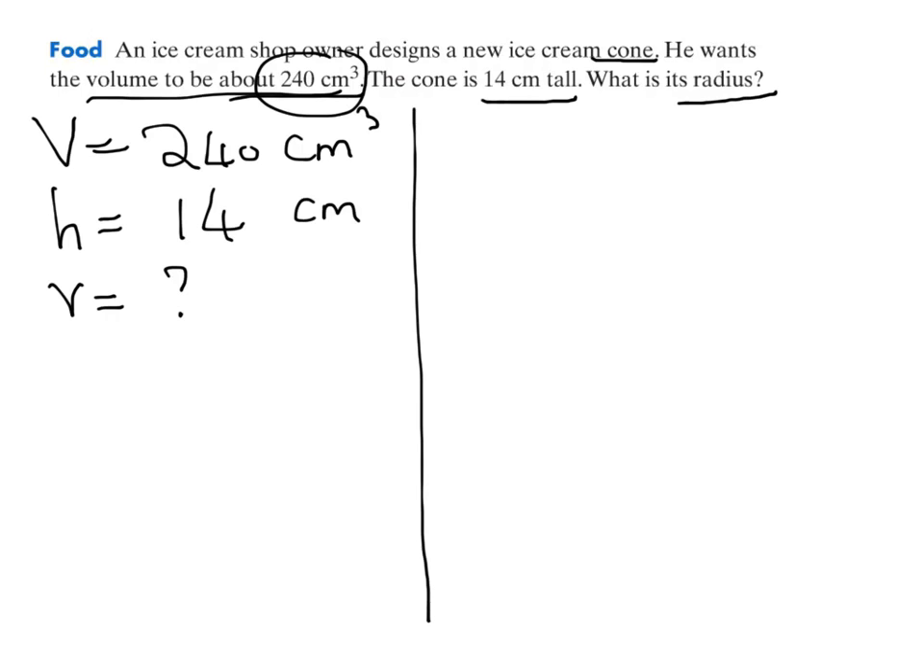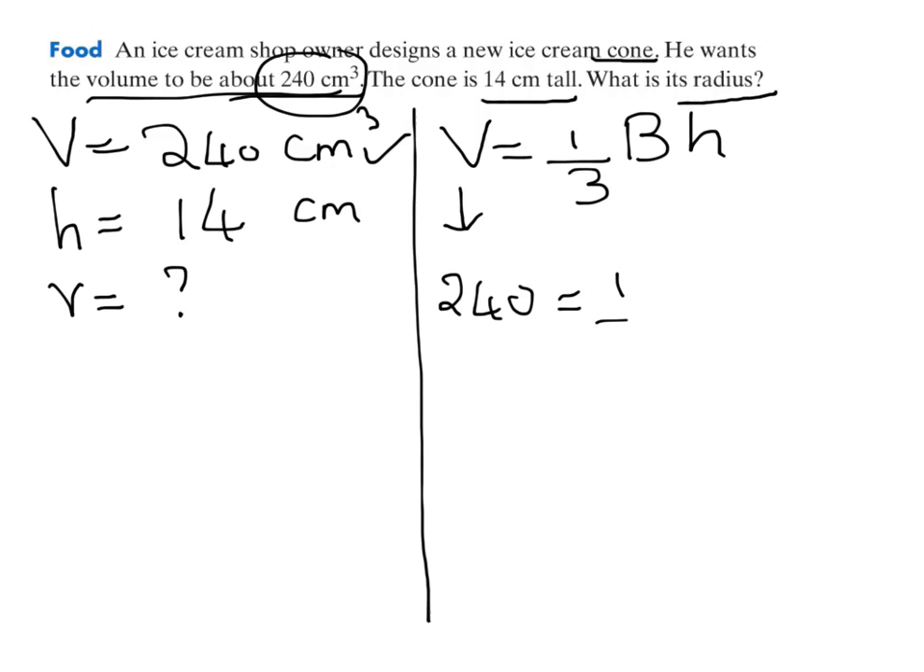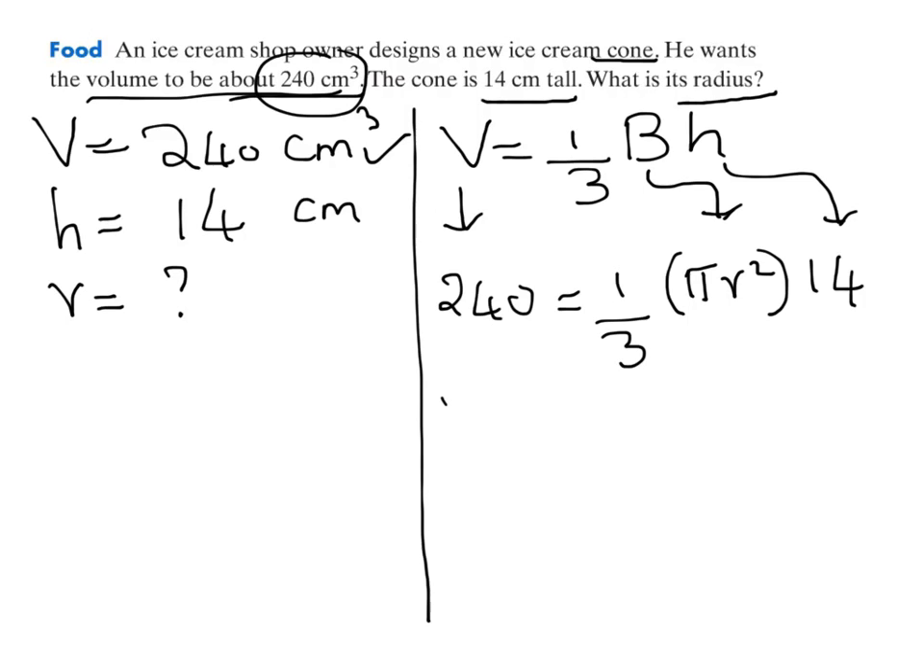What is the formula to find the volume of a cone? It is 1 over 3 area of the base times the height. And what is the volume given in the question? 240 equals 1 over 3 times, what is the formula to find the area of the base of a cone? In a cone, the base happens to be a circle. So the formula to find the area of a circle, pi r squared, times the height of the cone, which is 14.